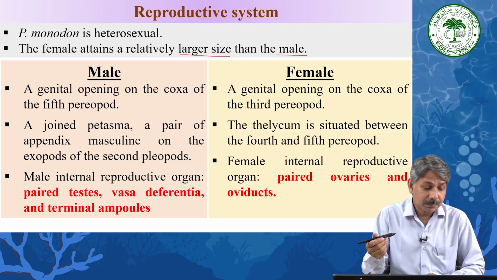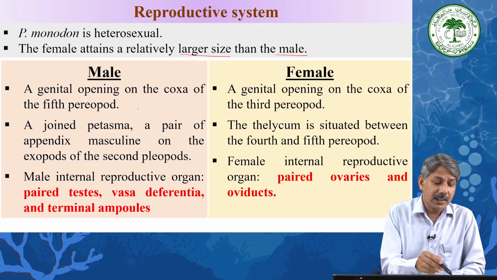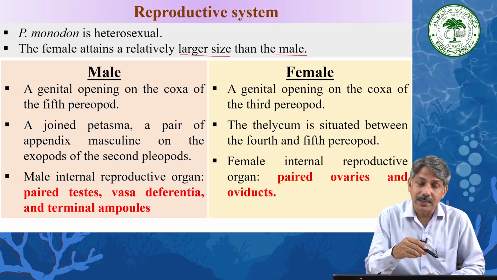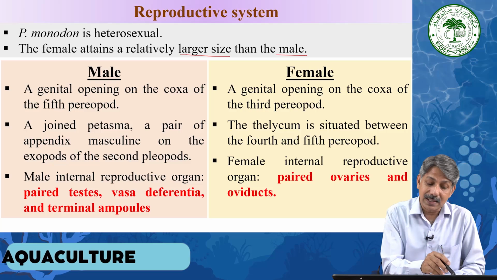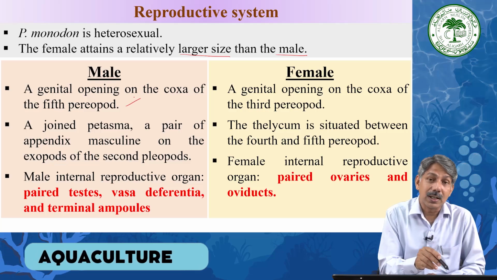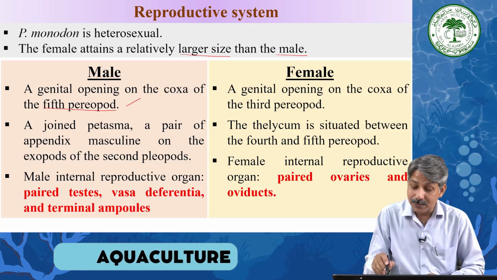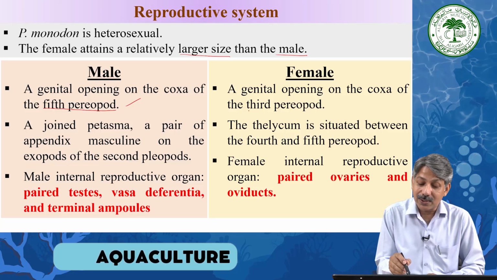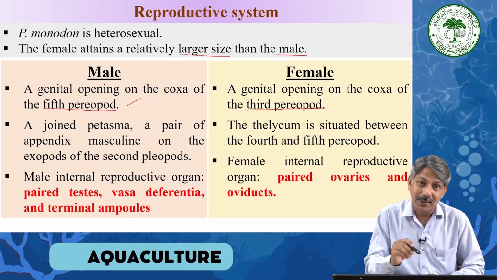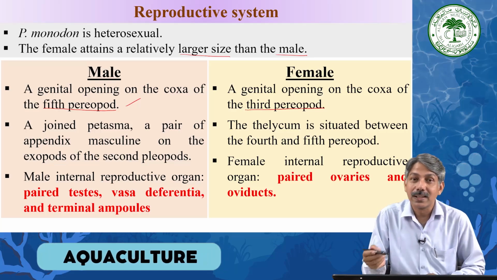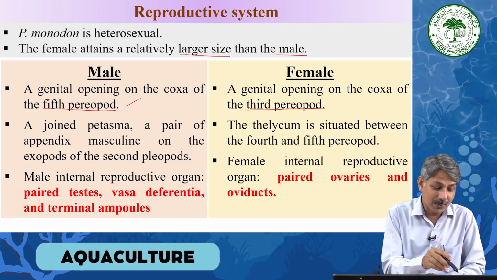In fact, the genital opening is on the coxa of the fifth periopod, as I showed you in the diagram where the periopods are. In males, the genital opening is on the coxa of the fifth periopod. In females, the genital opening is on the coxa of the third periopod. That is one of the distinctive features by which you can differentiate between males and females.